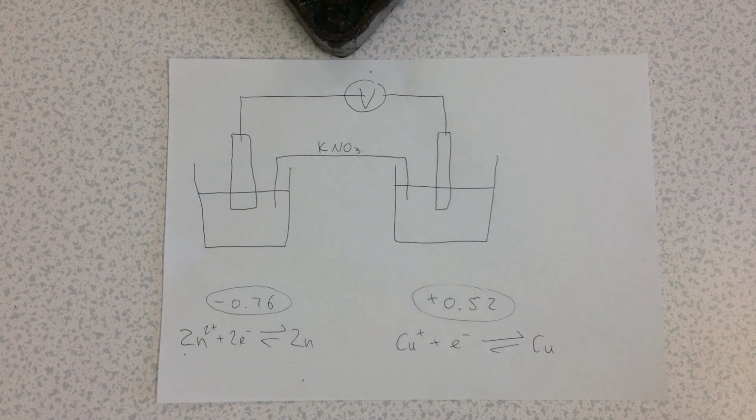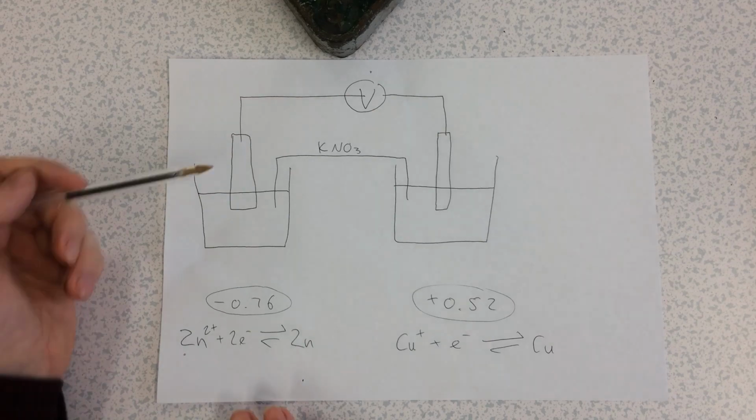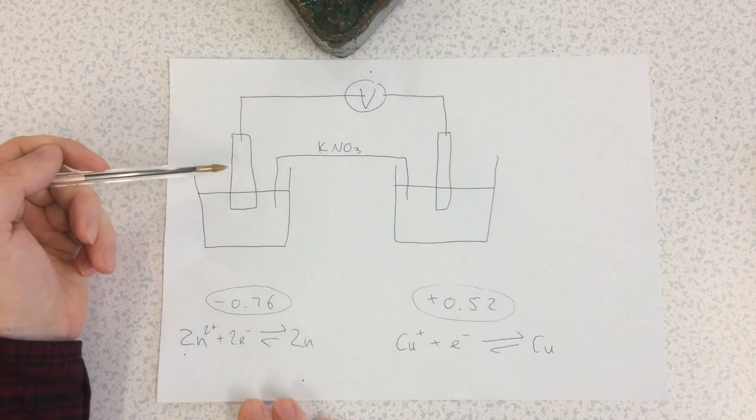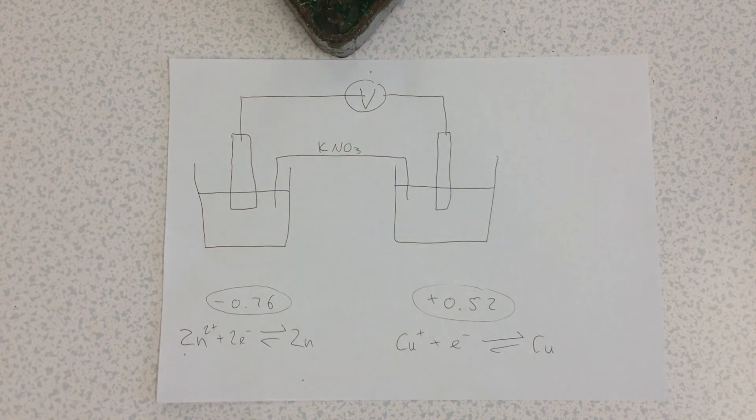Okay, so this is uses of the salt bridge. So the first use, as alluded to in the previous video on how a cell works, was to complete the circuit. If we didn't have the salt bridge, the circuit would not be complete. But there is a second use, which I'm going to talk about now.